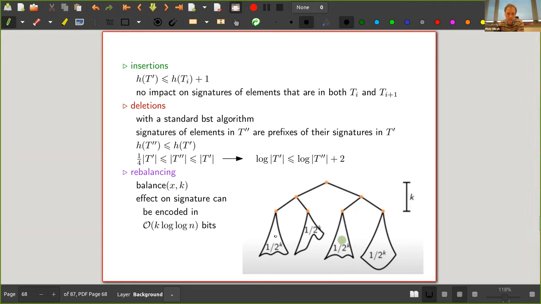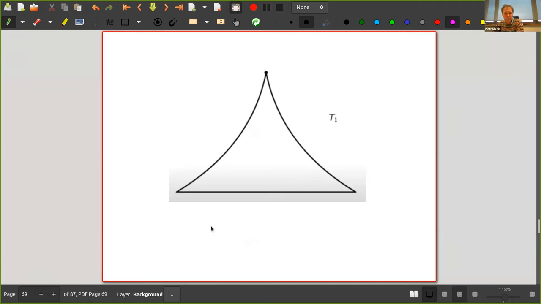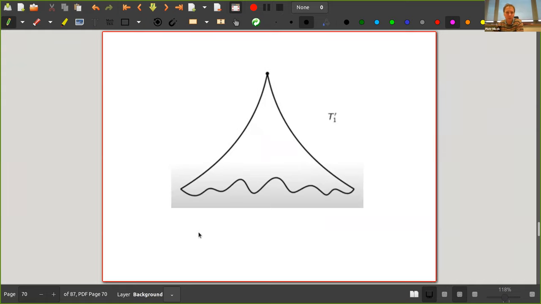And now obviously the label of a vertex can change. But you can encode the transition using this number of bits: k, where k is this parameter of how deep we go, times log log n. And then the balancing procedure starts with the first row. We have the binary search tree with no assumptions. We insert stuff, we delete stuff, and we balance. We balance it with the root.